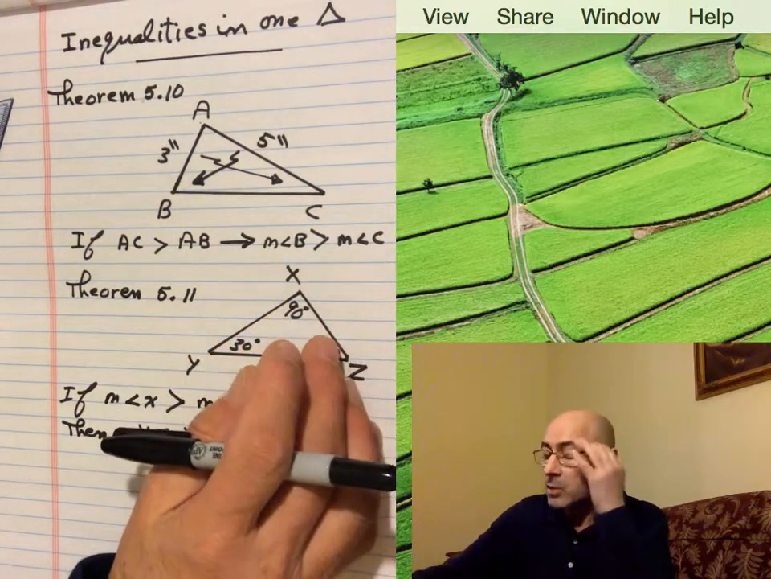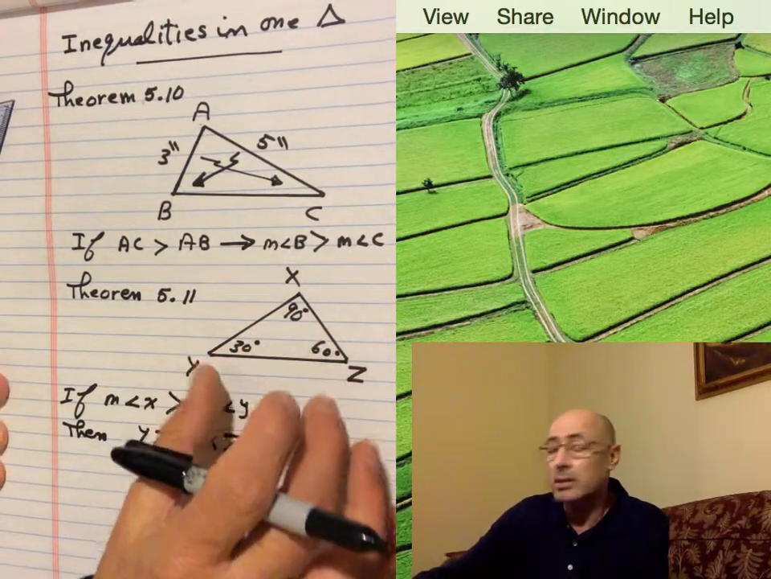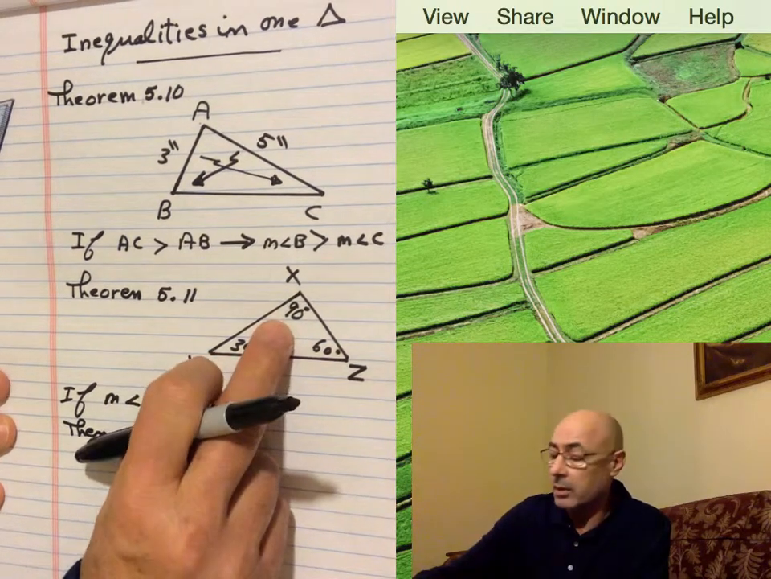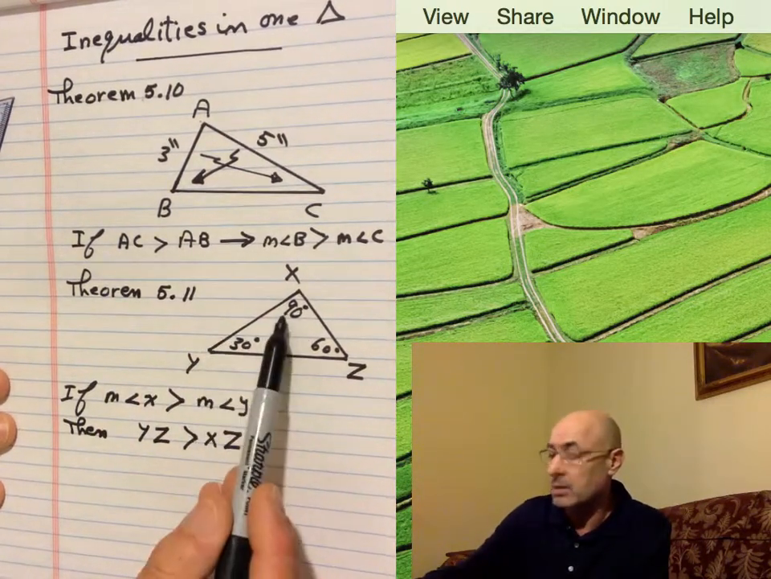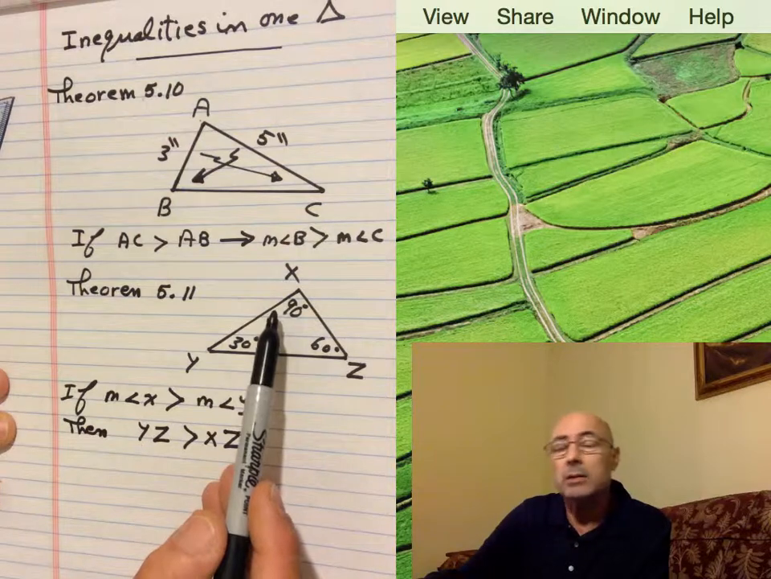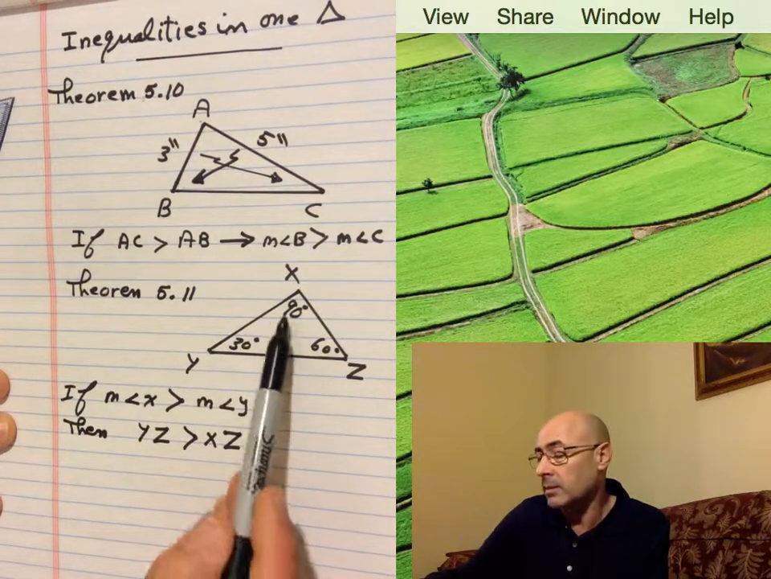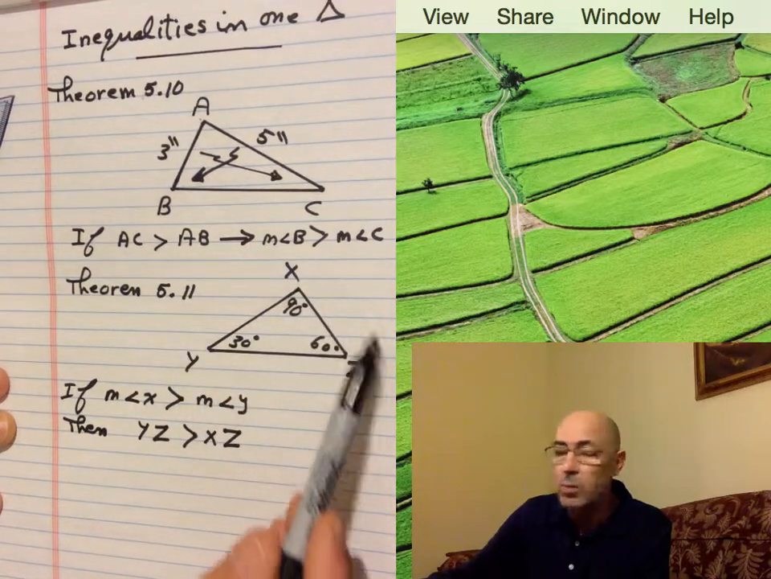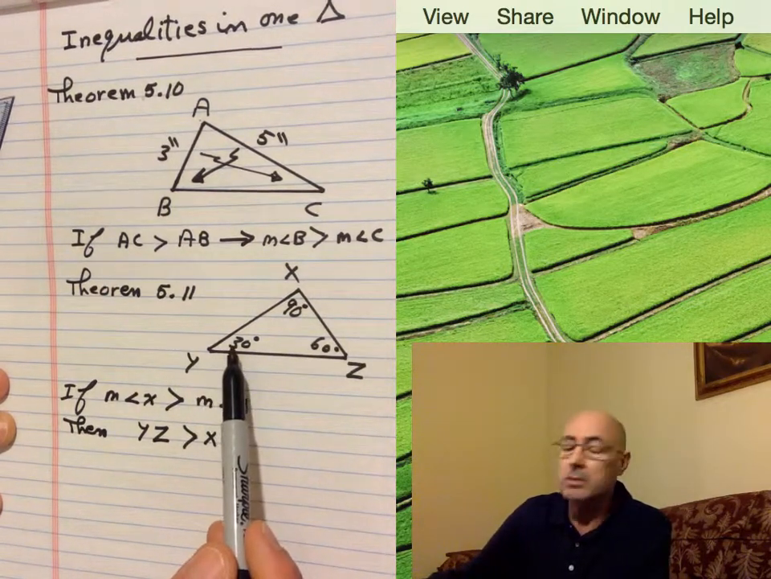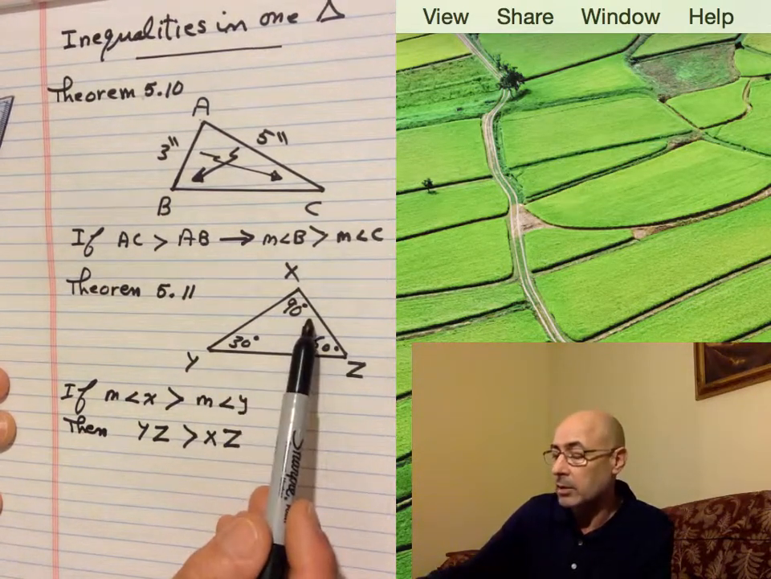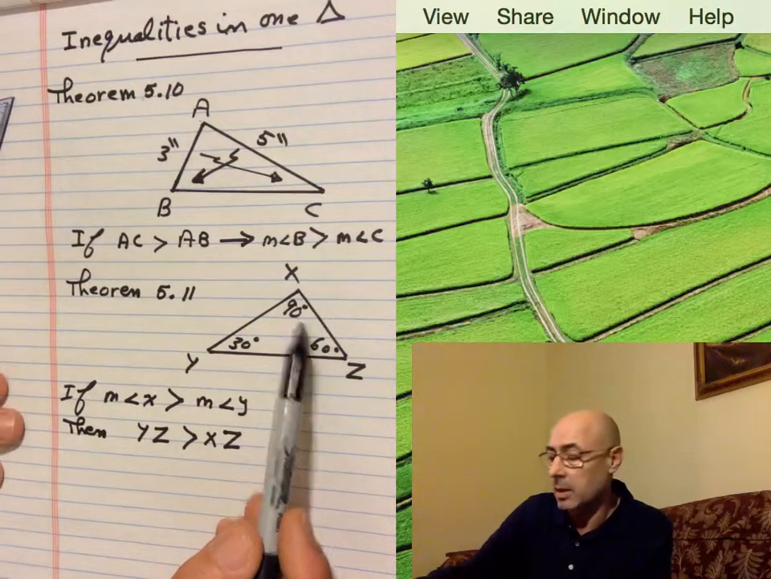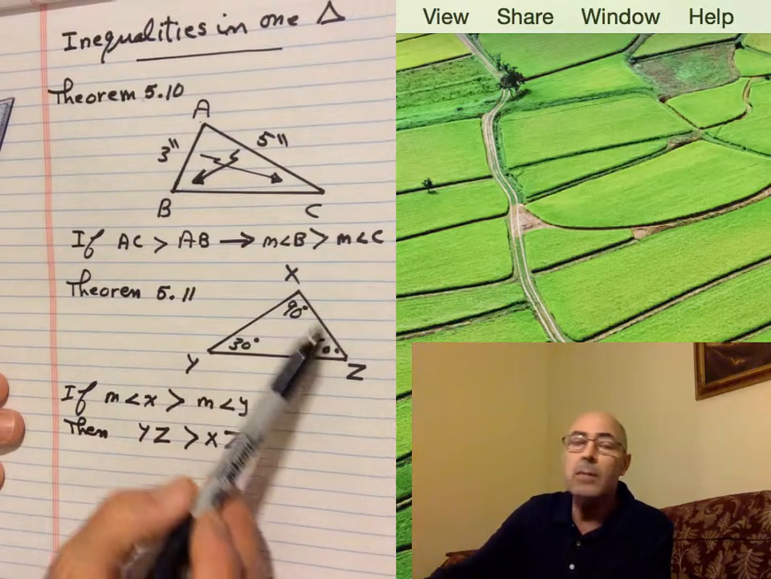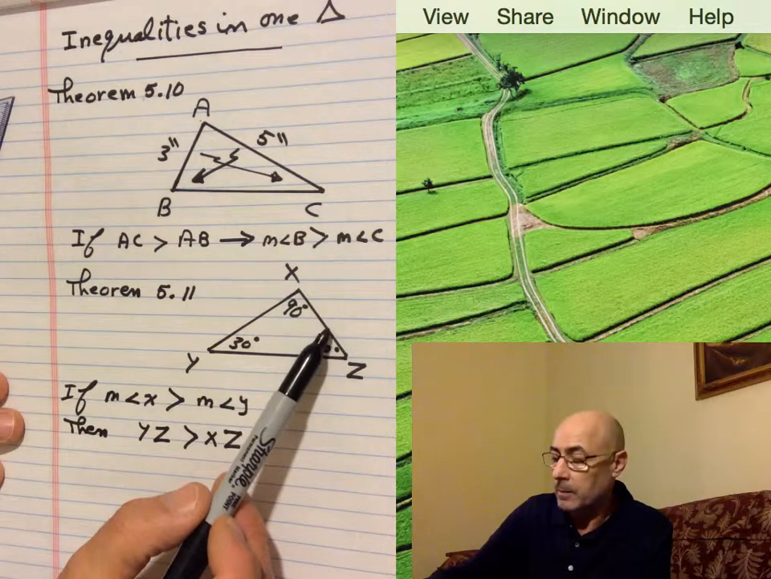Sometimes in the problem they ask which side is the greatest. So actually the greater side is going to be across from the greatest angle. The greatest angle over here is 90 degrees. So the side across from the 90 degrees is going to be the longest side. Which one is the smallest angle? The 30 degrees. So the side across from the 30 degrees is going to be the smallest side. So XZ is the smallest side.